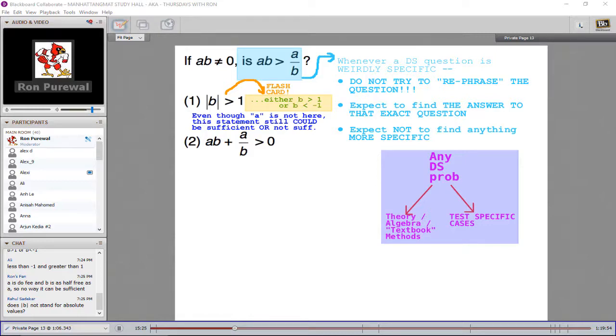You can also Google things like absolute value inequalities. It's pretty standard issue stuff, but you can just read about it and do practice exercises online too. That could also help. In this problem, you can't solve this with algebra, so we're going to end up testing cases. Let's do it. So statement 1, let's test cases. Let's do it.